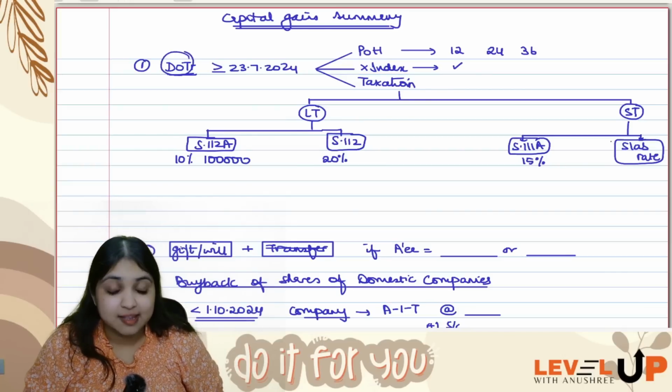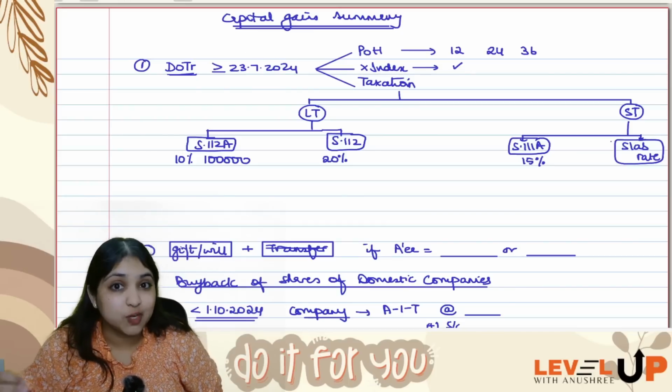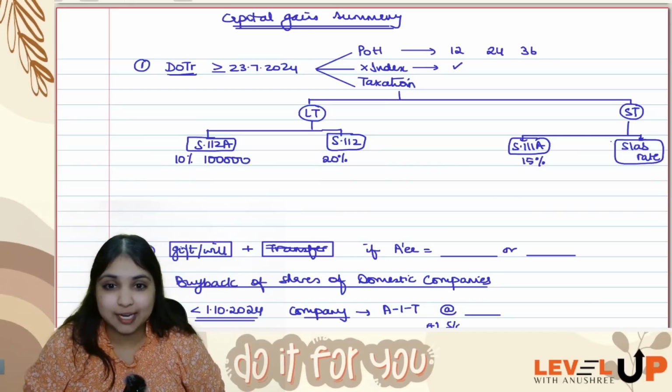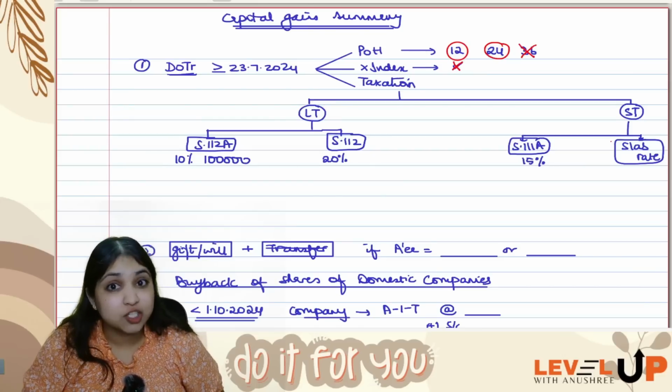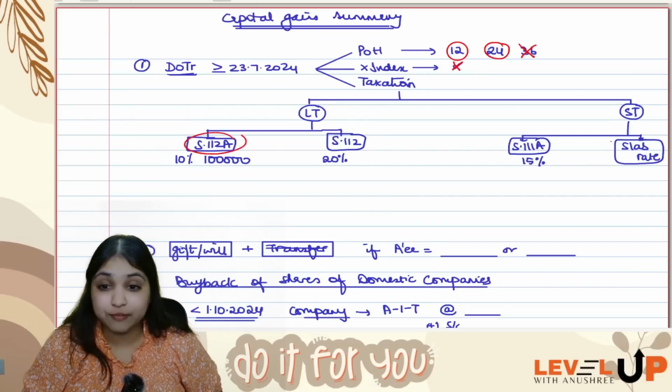See, the first thing, if the date of transfer is on or after 23rd July 24, three things will get affected. Period of holding, indexation and taxation. Period of holding, only 12 months and 24 months you will have. You will not have 36 months. You will not get indexation benefit, and taxation will change. Taxation, if it is long term, I will first try 112A, then only I will try 112.